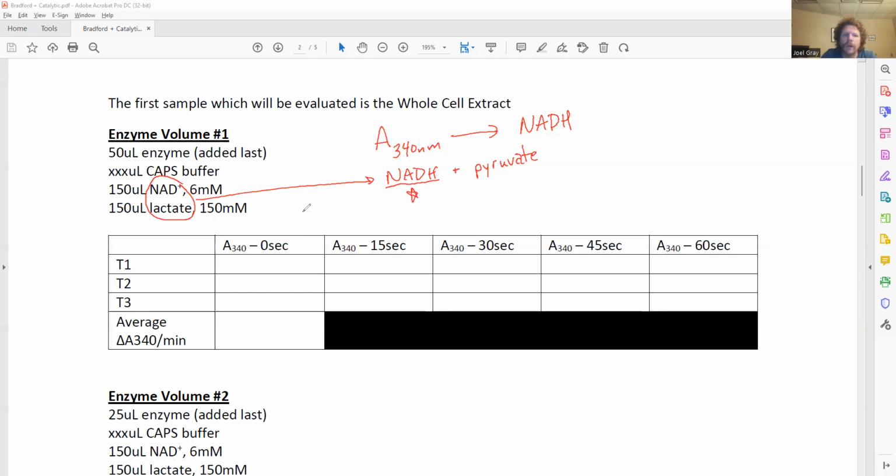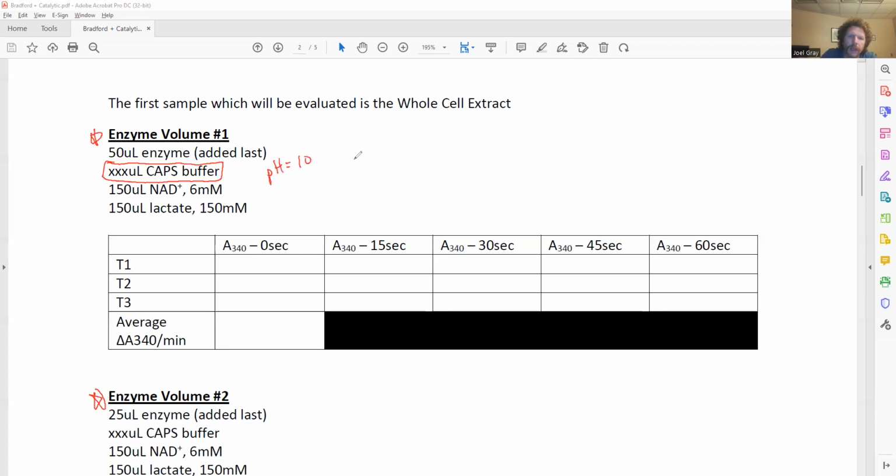In order to evaluate this, I'm going to use the first one as an example. We're going to be looking at our whole cell extract, and we're going to do two different trials of it: 50 microliters of the enzyme versus 25 microliters of the enzyme. What we will need to add to all of this is the enzyme buffer, or CAPS buffer. That buffer has a pH of 10 and is approximately 150 millimolar. We're going to be adding that CAPS buffer to a UV cuvette.